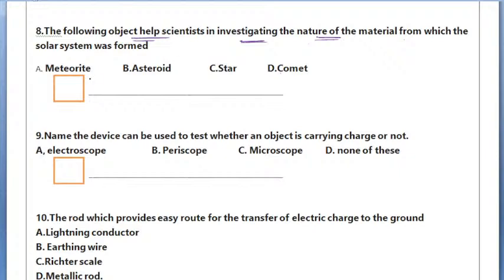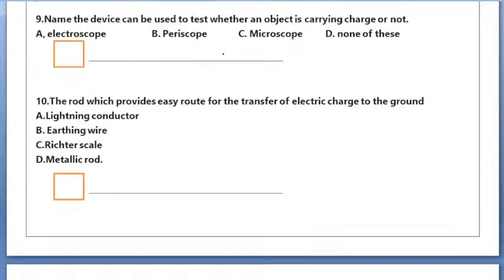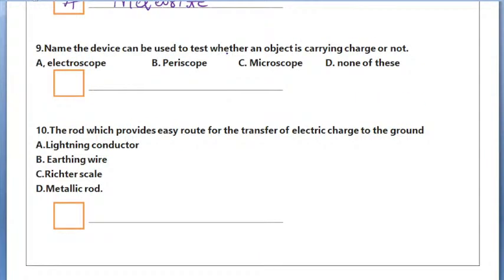Okay, the right answer here is option A, meteorite. Meteorite is the object, it will tell what is the nature of the solar system. These materials will tell about the solar system. Moving to the next question, name the device that can be used to test whether an object is carrying charge or not. Okay, options are electroscope, periscope, microscope and none of the above.